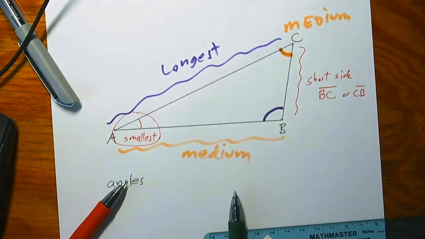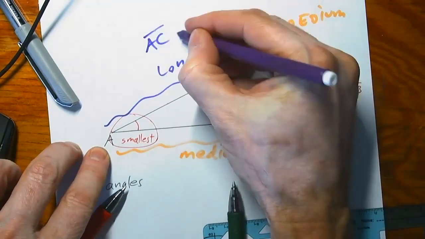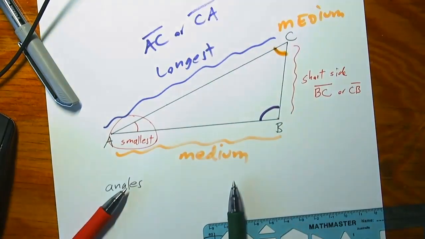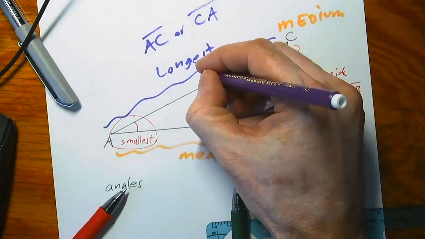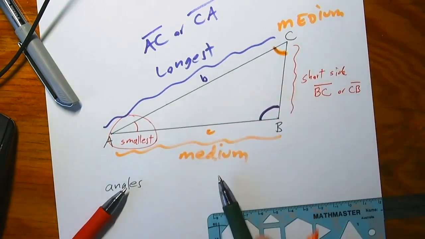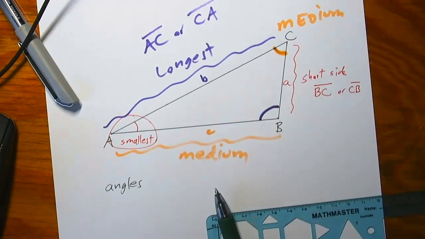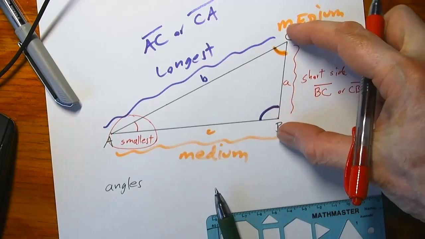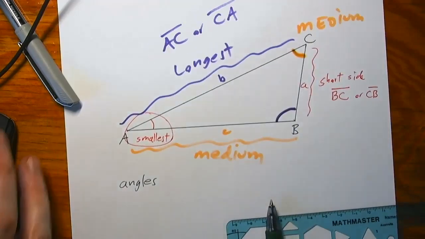Sometimes people also use a small letter. This is the longest side. How would I name it? Well, A to C or C to A. Some people will use a short letter. If this is angle B, they'll call this side little b. If this is angle C, they'll go opposite and call it little c. And if this is angle A, opposite, they'll call it little a. Or you could just name the side BC, or call it little a for short. So there are some neat things.